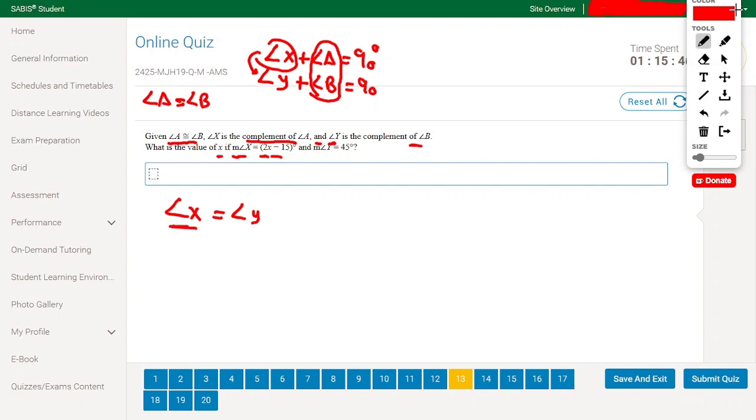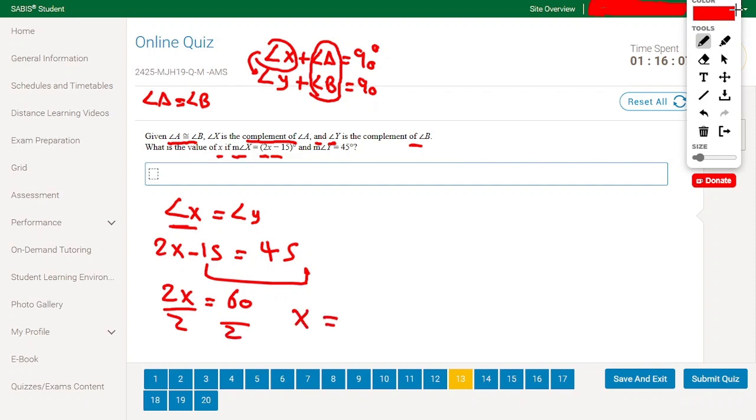So angle X here is 2x minus 15 and angle Y is 45. So we'll move 15 to the other side. So 2x will be equal to 15 plus 45. It will be equal to 60. Divide by 2, divide by 2. So x will be equal to 30 degrees. So the answer here will be 30.